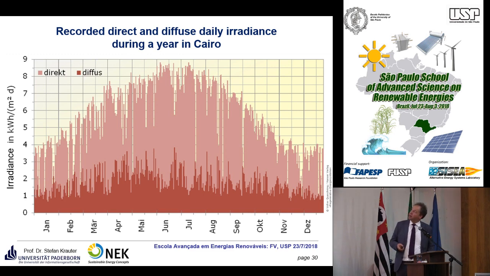This is a plot where you have the share of diffuse and direct irradiance in Cairo. You see that even in Cairo, which is usually desert, and the desert is closest to the big city, there is a high share of diffuse irradiance. In Germany, sometimes you have only diffuse irradiance.